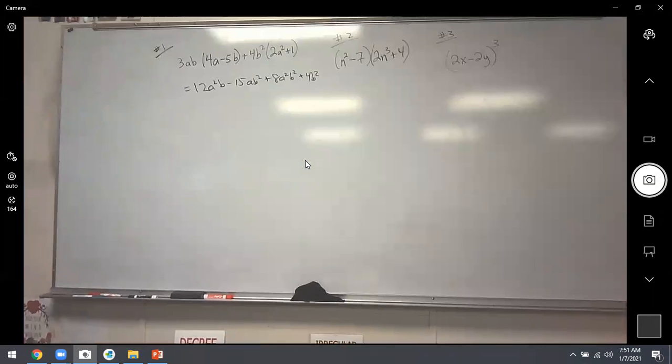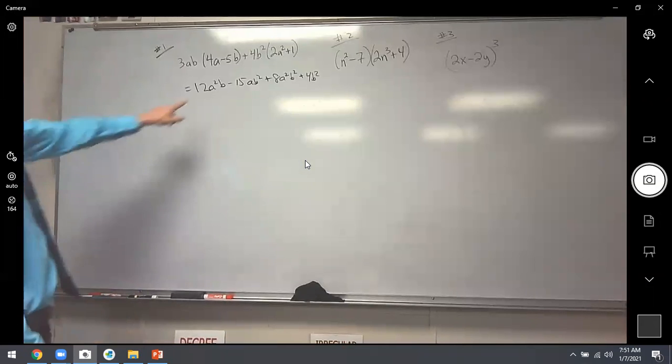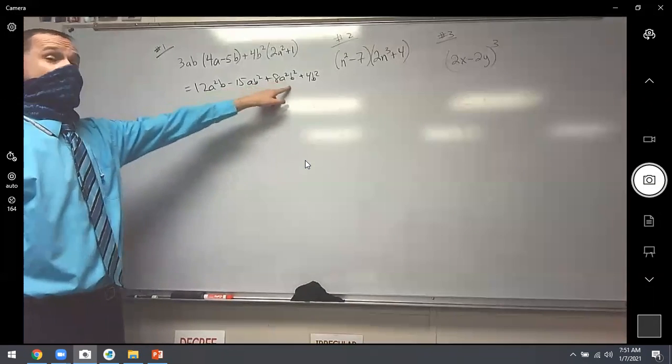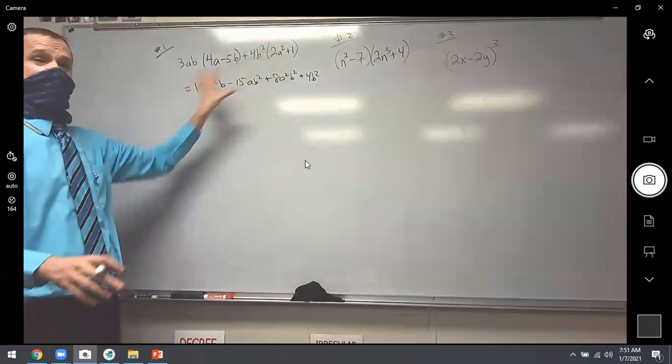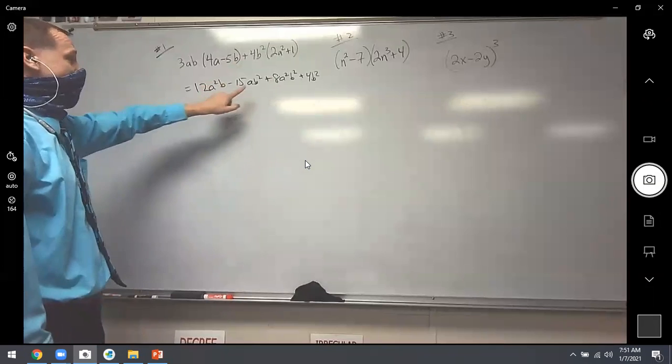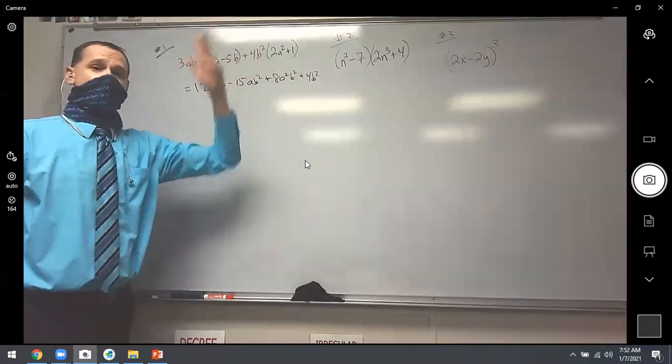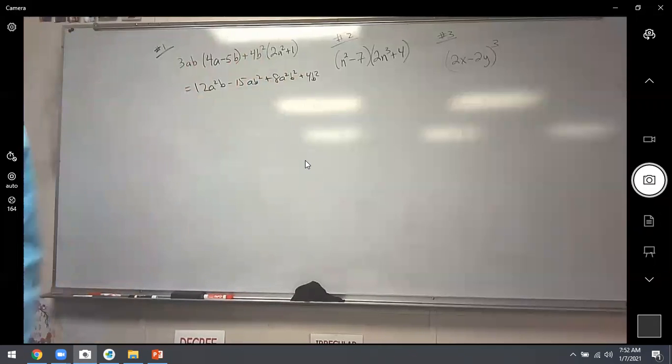I'm just going to look for like terms, see if there's anything I can put together. Here's an a squared b. I don't see any other a squared b's. I see an a squared b squared, but that doesn't count. They've got to be exactly the same kind of variables involved, so that's not going to work. Here's an ab squared, another ab squared. No. In fact, there are no like terms to put together, so we're done with that one. And here's the answer for number one.